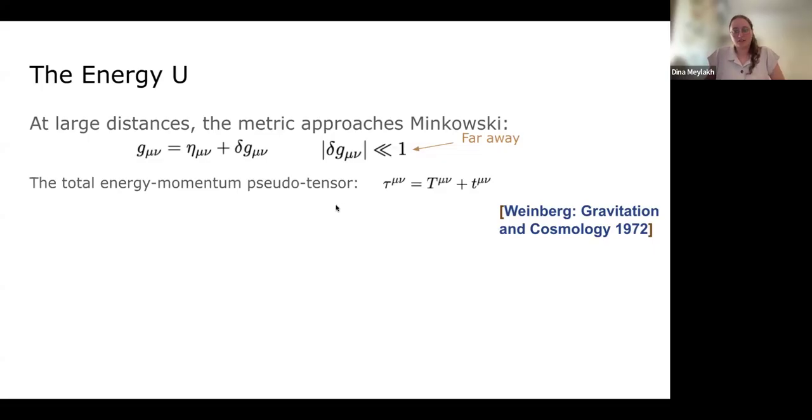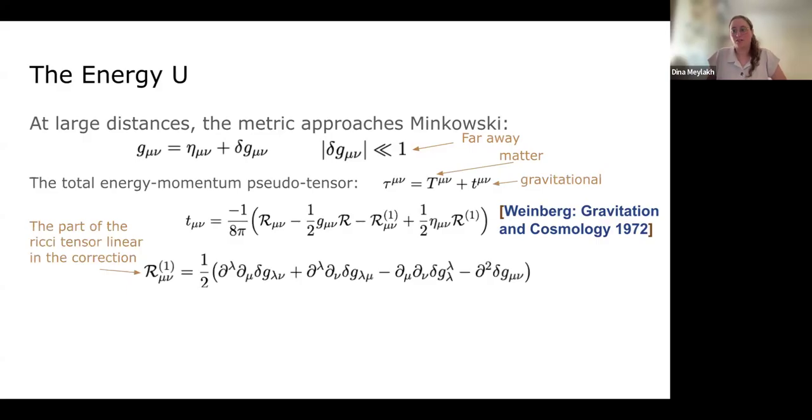And we can define a total energy-momentum pseudotensor tau mu nu, where big T mu nu is just the regular matter stress-energy tensor, and little t mu nu would be the gravitational energy-momentum tensor. So t mu nu is defined as just taking the equations of motion and subtracting the linearized equations of motion, where the linearized Ricci tensor is just the part of the Ricci tensor linear in this correction delta g mu nu.